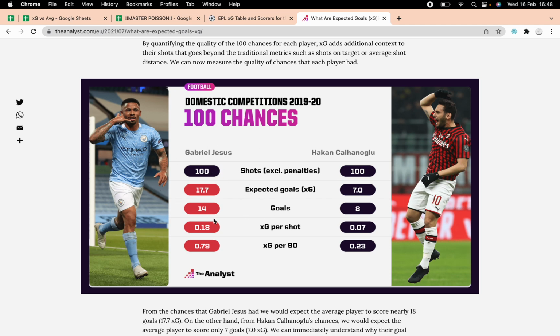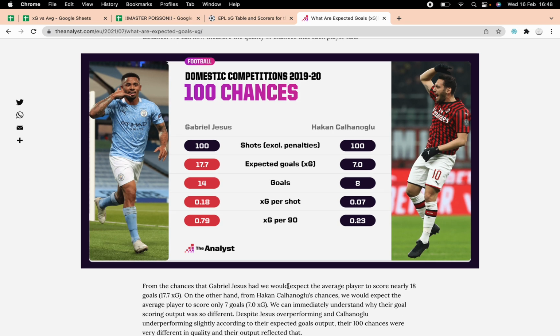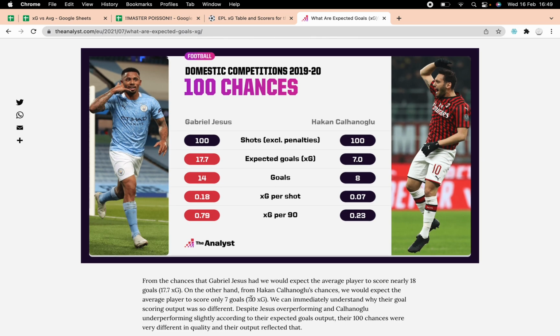It's to do with comparing Gabriel Jesus to Hakan Calhanoglu, and it shows that Gabriel Jesus is underperforming compared to his expected goals. So for his chances, you'd expect the average player to score nearly 18 goals, and he's actually scored 14 goals. On the other hand, from Hakan you'd expect only 7 goals to be scored from his chances, and he scored 8, so he's actually overperformed compared to his expected goals.